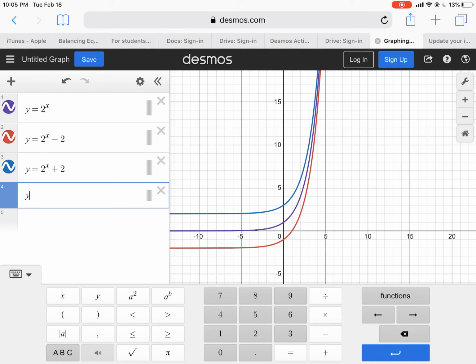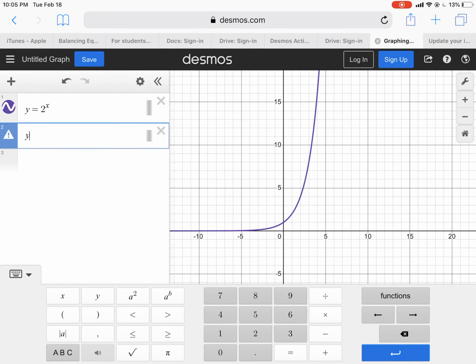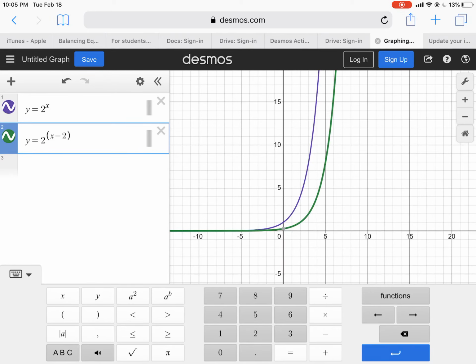So it is going to be y equals, let me take off a couple of those. So we're going to move it right and left. Now we're going to put 2 to the x, and this time I'm going to put the minus. I think I have to have parentheses, so let me get that in there. Desmos doesn't like it without parentheses. x minus 2, close my parentheses. Now I've put it up with the x value. So now that is my h value.